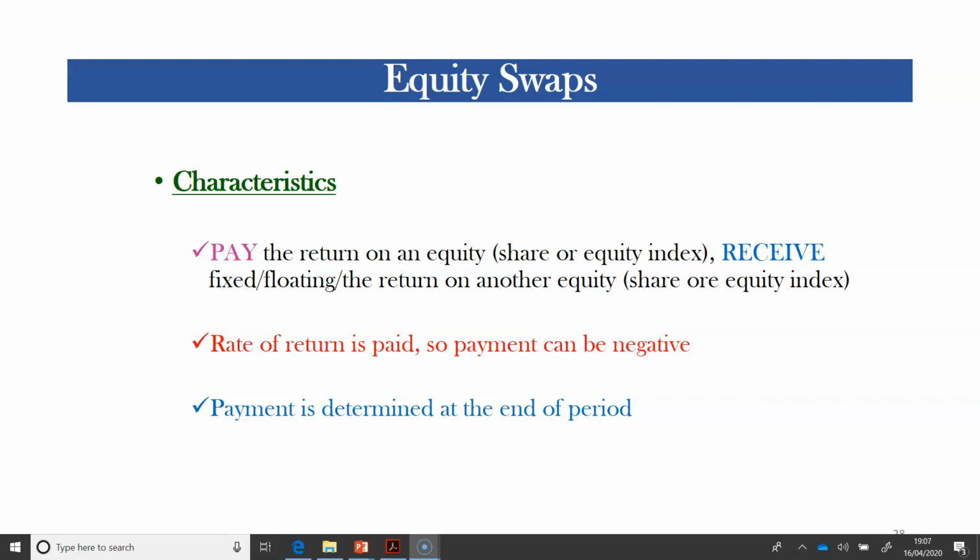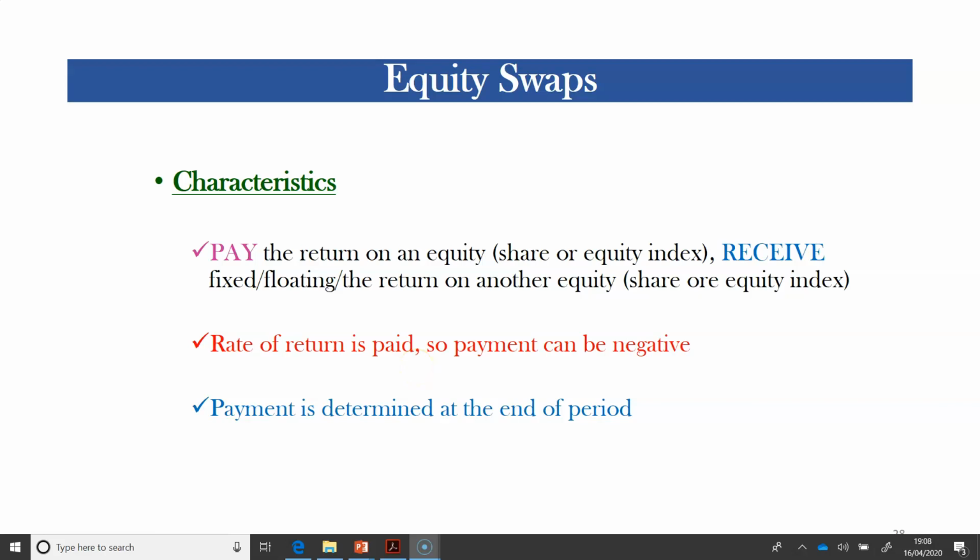For example, if party A is paying the equity return and party B is paying fixed rate, if on a given settlement date the return on the equity is negative, then party A will have to make no payment, but party B will not only pay the fixed rate but also pay the negative return on equity to party A.